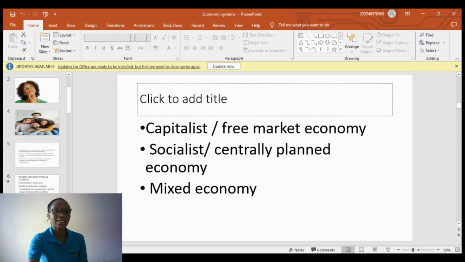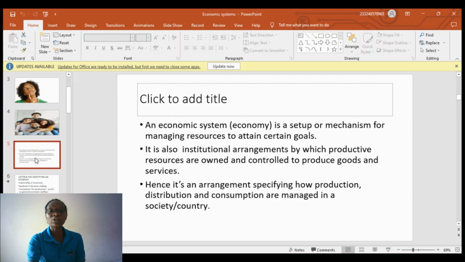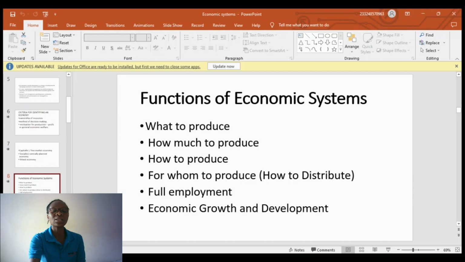So as I said, any economic system is an arrangement, right? That determines how goods are supposed to be produced in a country, distributed and then consumed. These arrangements are made so that there's orderliness in every country. So no matter what economic system you choose, you have particular functions that you have to make sure you take note of. And these functions are not peculiar to only one. They are the same for all types of economic systems. Depending on any type of economic system you choose, you must perform these functions.